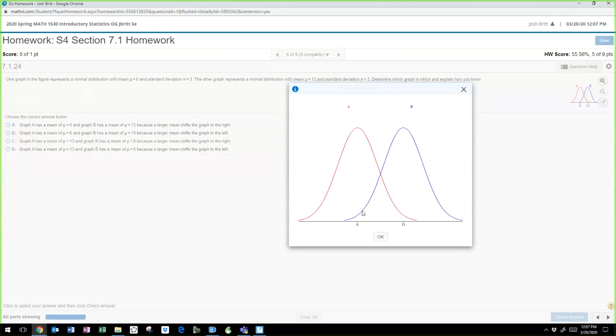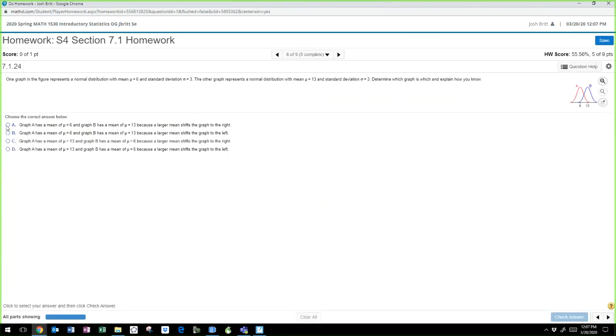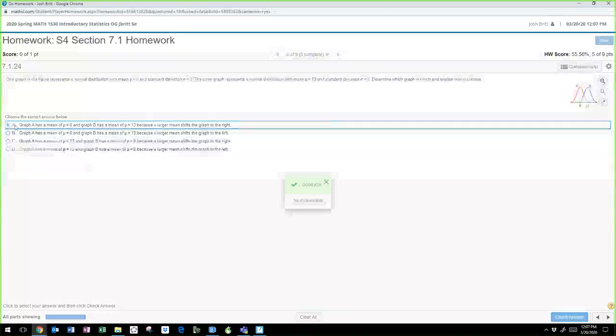So basically, as you increase the mean from 6 to 13, this is just going to shift over. If I shift it from 13 over to 20, you're just going to shift it over some more. If I shift it to the left from 6 down to 2, then it's just going to shift over here to the left. So we would choose A as the correct answer.